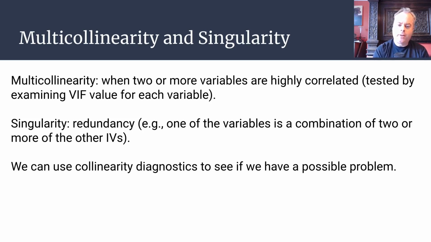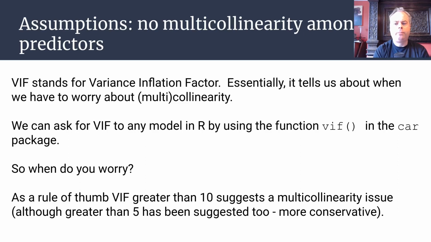And to test for collinearity or multicollinearity, we can run some diagnostics which will tell us whether or not we have a problem. As I said, VIF stands for variance inflation factor, and if the VIF value is too high, it tells us we need to worry about multicollinearity, correlation between each of our independent variables, between our predictor variables. And we can use the car package in R. We can use the VIF function within that package to work out the VIF values for predictors in our models.